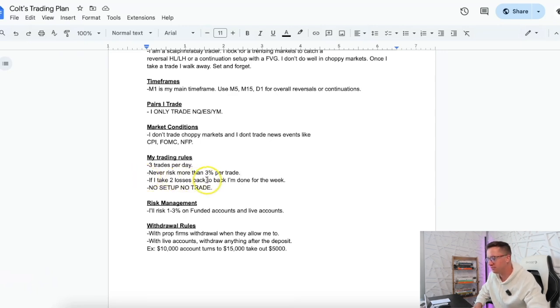If I take 2 losses back to back, I'm done for the week. No setup, no trade. This is my most important rule right here.